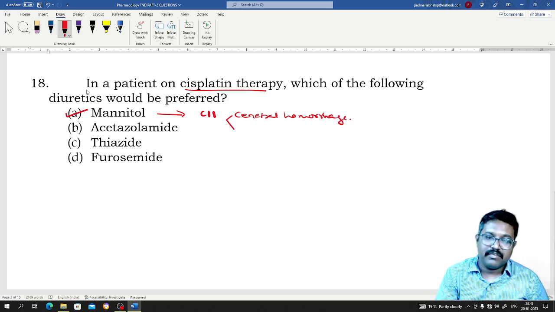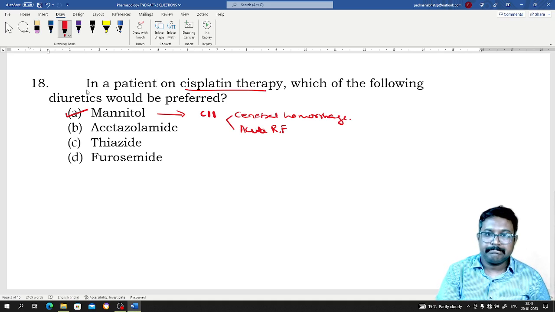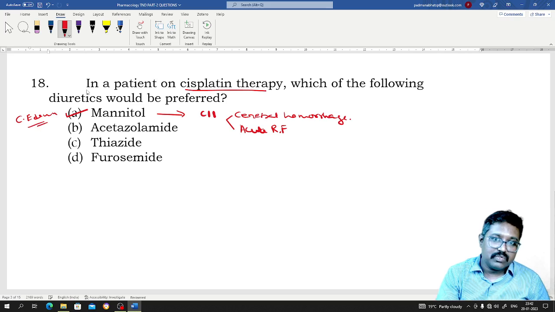In case of, apart from cerebral hemorrhages, if you have got any acute renal failure, you will be avoiding the use of mannitol. Cerebral hemorrhage, acute renal failure. Is that clear? But it can be used in case of cerebral edema. So if the edema is also associated with hemorrhage, it is contraindicated. So here the appropriate or the preferred drug will be your mannitol.